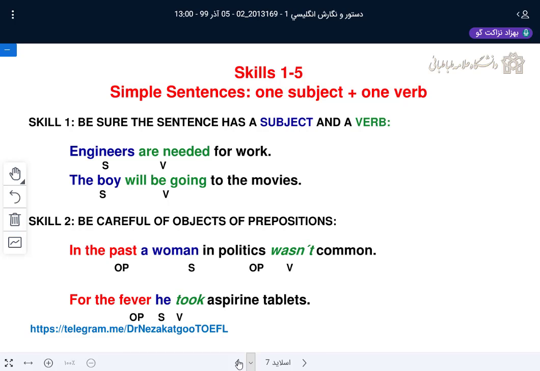It is the adverb of purpose or reason. Why? He took aspirin tablets for the fever. Sir, can I ask a question? Yes, please.